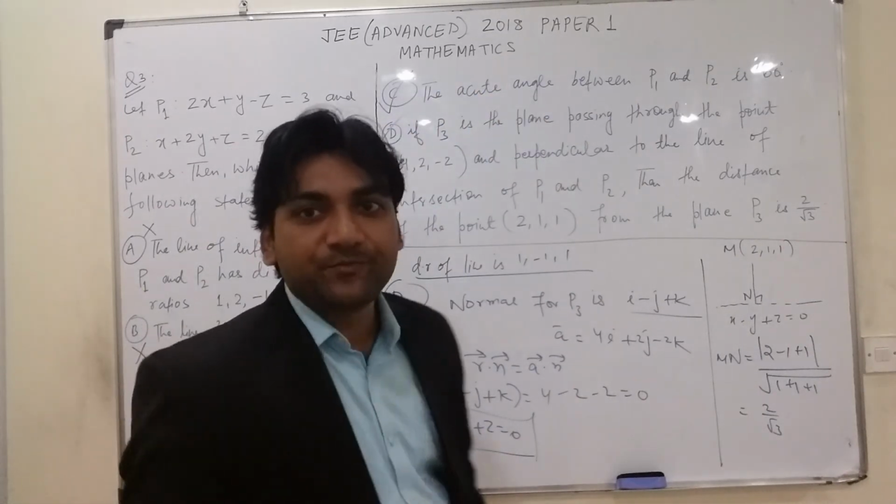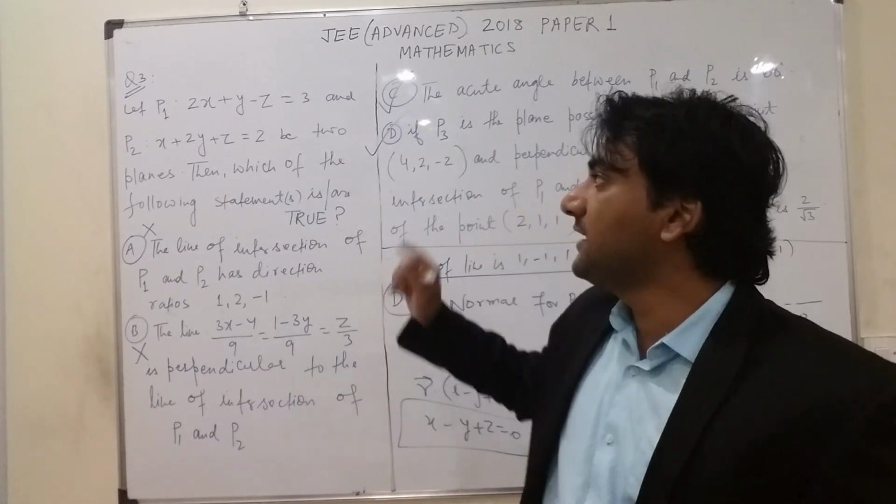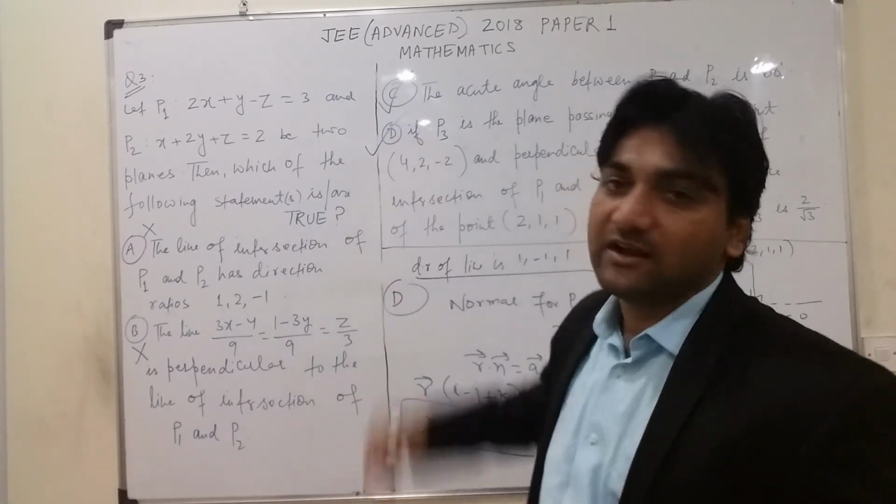So now we understood option A and option B. These two are wrong, C and D are right. We have to select the true one. It means C and D are our main options.